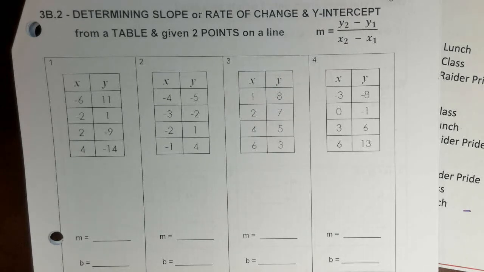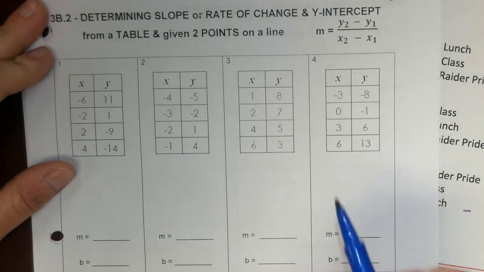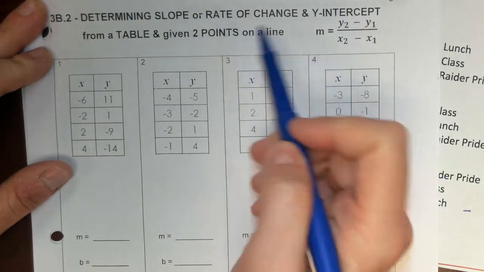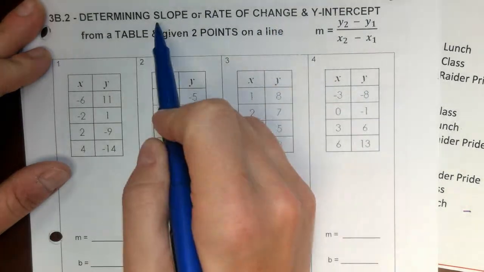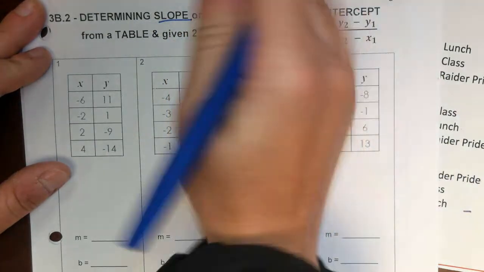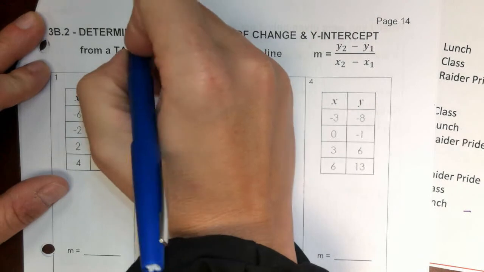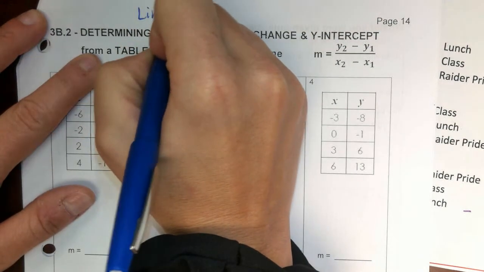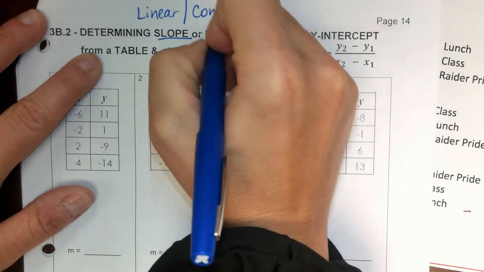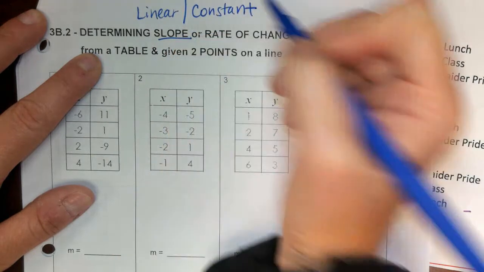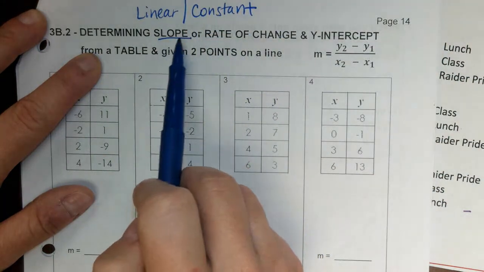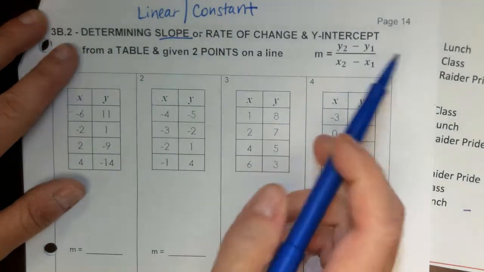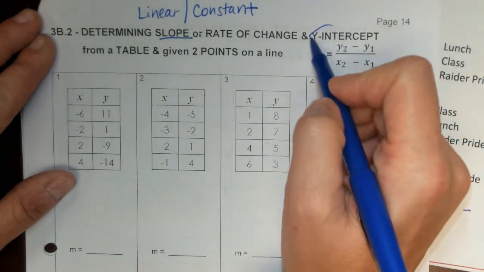Our lesson is 3b.2. We're going to be looking at determining slope. You might also hear that slope is called rate of change. Remember, slope is a constant rate. It is linear. So when something is linear, that means it's a straight line, and that means it is a constant rate of change. Okay? So we're also going to be looking at that y-intercept.